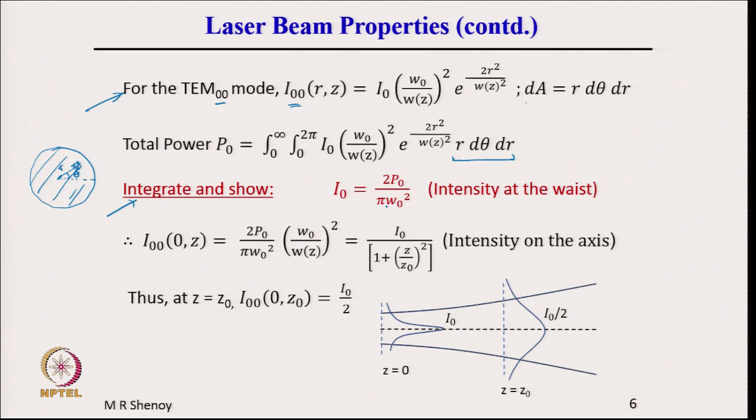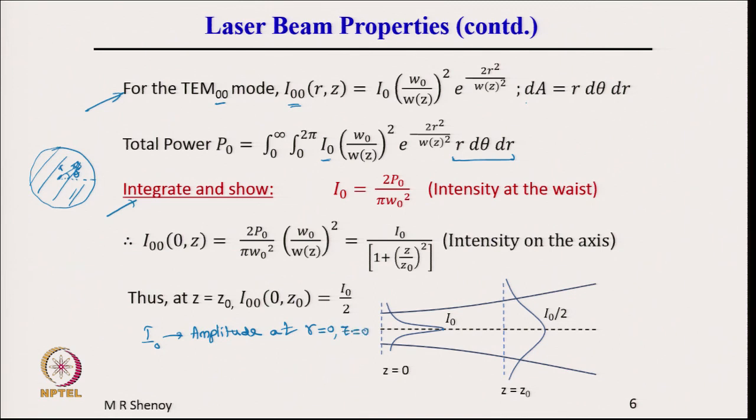You will get an expression for P 0. P 0 is equal to I 0 by 2 into pi W 0 square. What is I 0? I 0 is the maximum intensity on the axis at z is equal to 0. So, I 0 is the amplitude, the maximum intensity, the amplitude of the intensity distribution at r is equal to 0 and z is equal to 0.